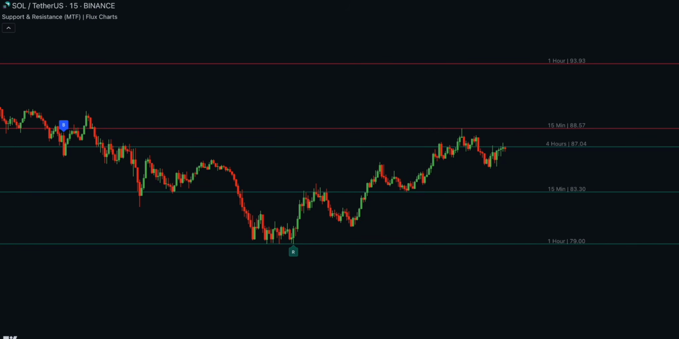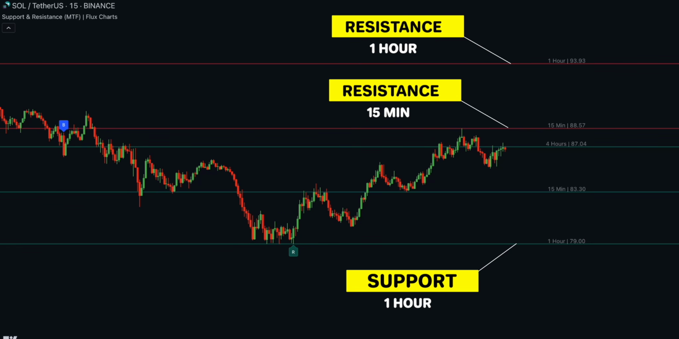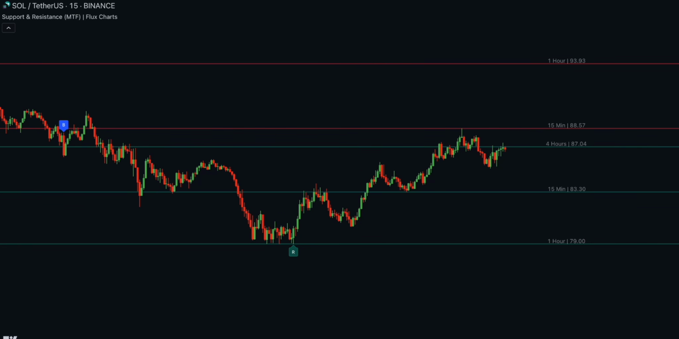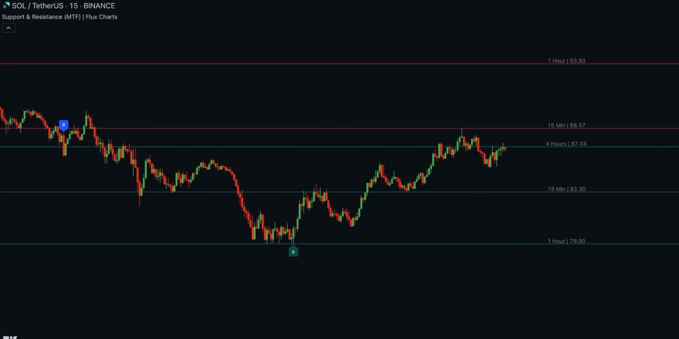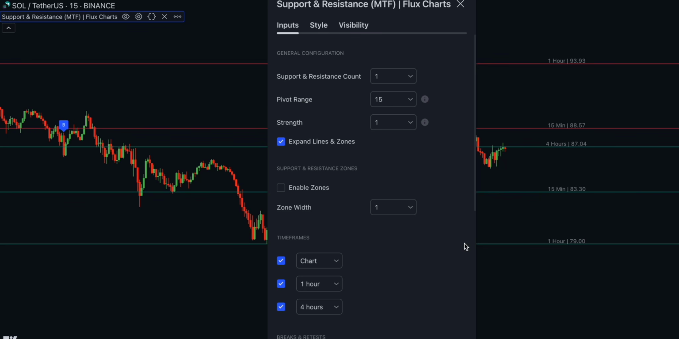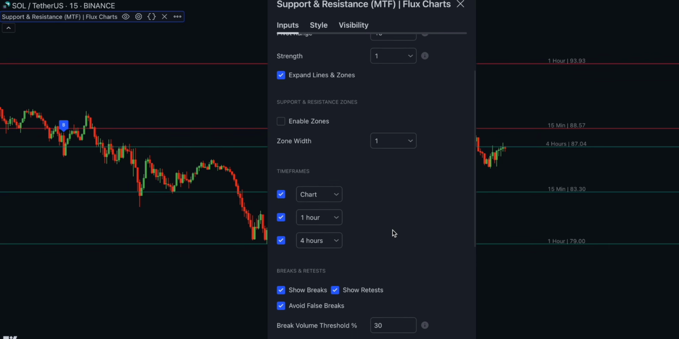What sets this indicator apart is its operation across 3 distinct time frames, offering you a comprehensive view of market dynamics. With this innovative tool, you're not just looking at support and resistance in a single frame. You're getting a multi-dimensional perspective that's crucial for making informed, profitable trading decisions in today's market. What sets this indicator apart is its ability to seamlessly integrate and analyze support and resistance levels across multiple timeframes simultaneously.